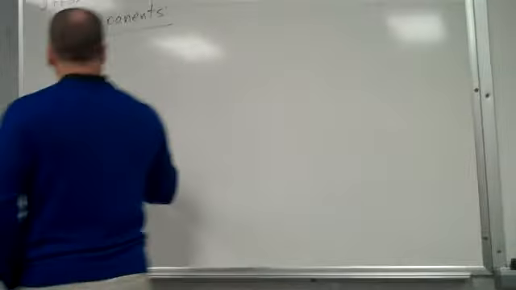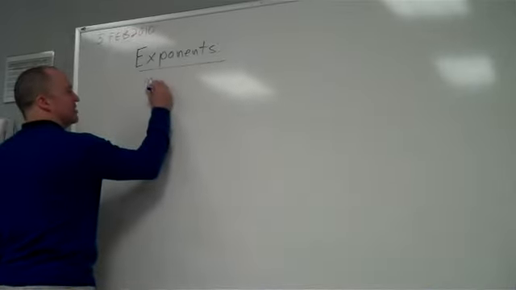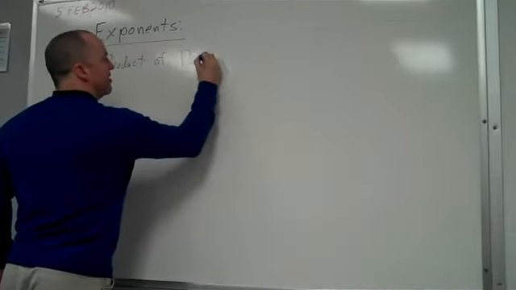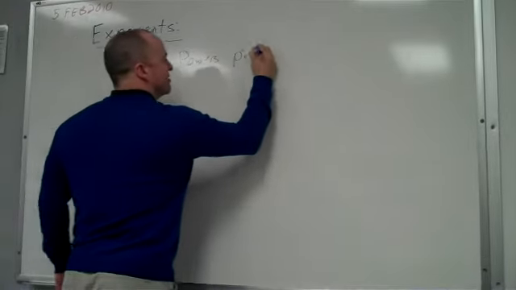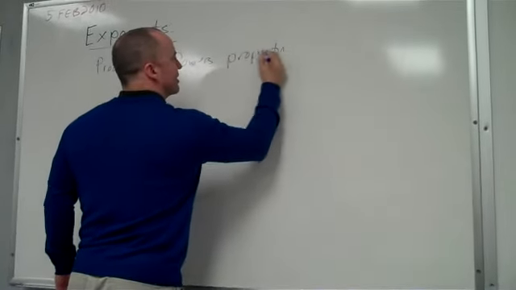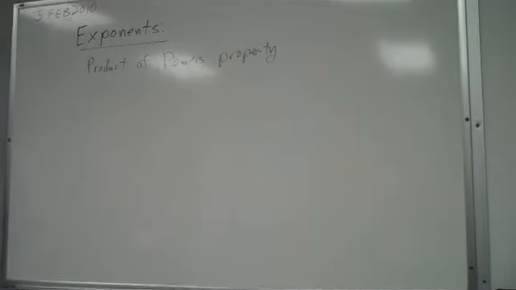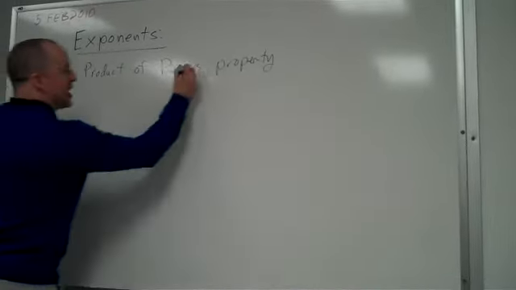Okay, here's what your book calls, and I want to use the names consistent with the book. That's why I'm double checking. The product of powers property. So we only have one class after this. Slow down, cowboy. Get through this one first. Okay, product of powers property.